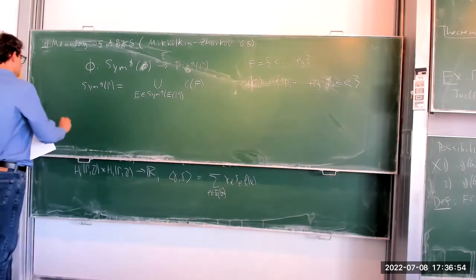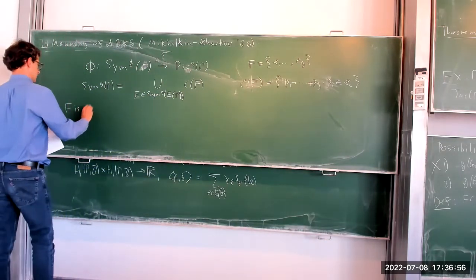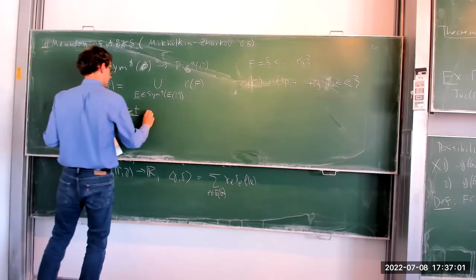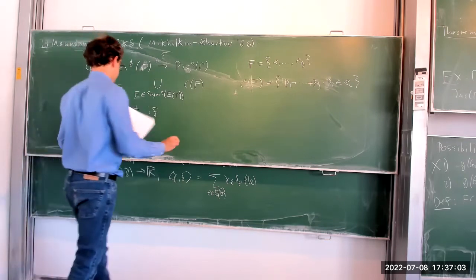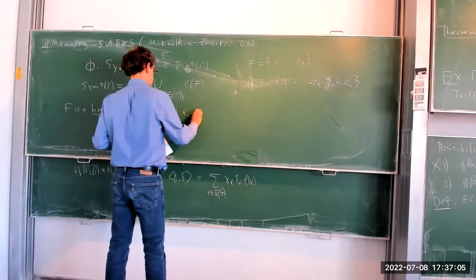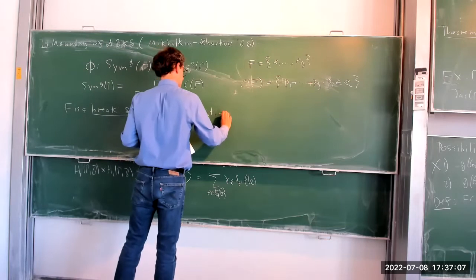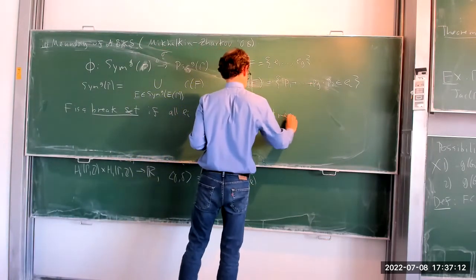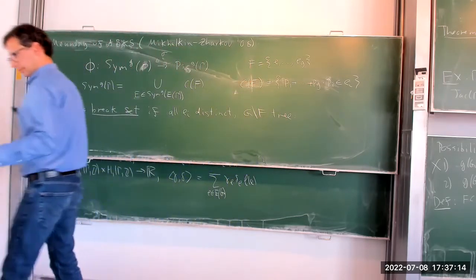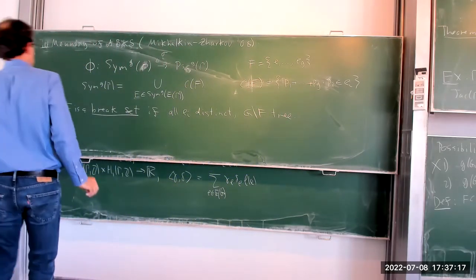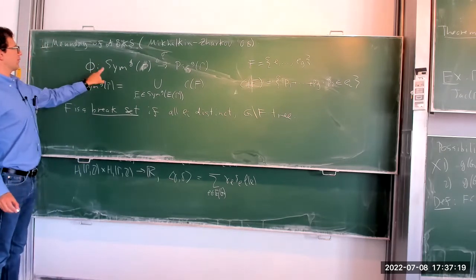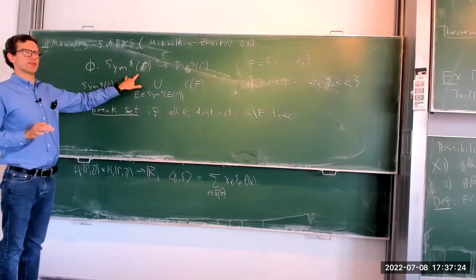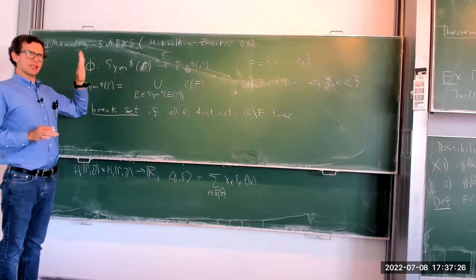And so we say that this set F is a break set if all Ei are distinct and G with F removed is a tree. And so what they showed is that if you think of how phi acts on the individual cells of the G symmetric power, it is injective, right?